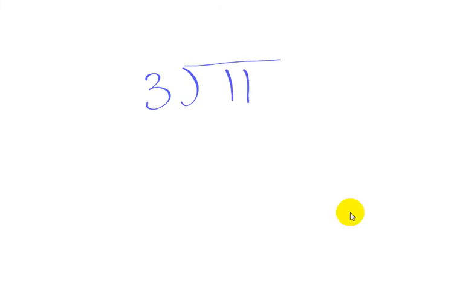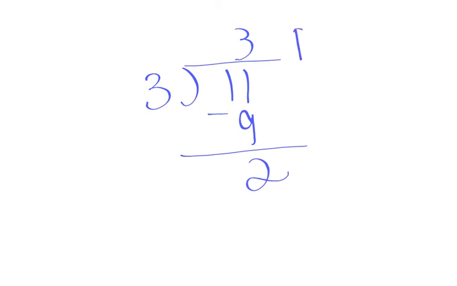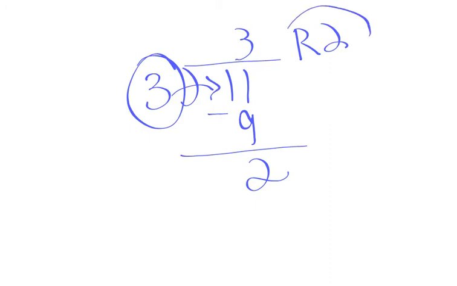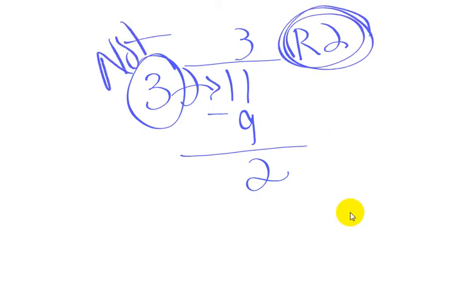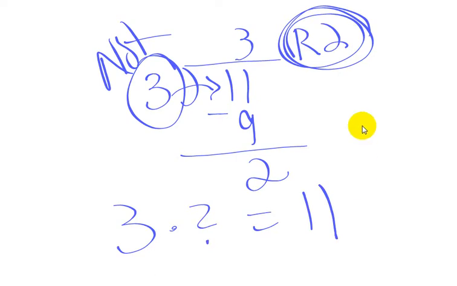Is 3 a factor of 11? Let's see. 3 goes into 11 at most 3 times, which is 9. And when you subtract it, we have 2 left over. So it has a remainder of 2. 3 does not go evenly into 11 because it has a remainder, so it's not a factor. There's nothing I can multiply 3 by and get 11. Doesn't exist. Well, a whole number.